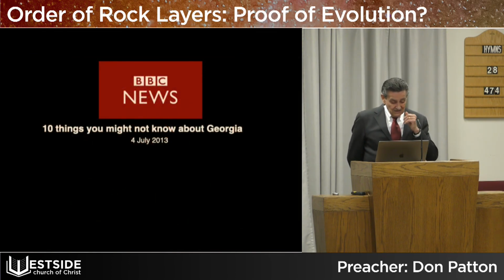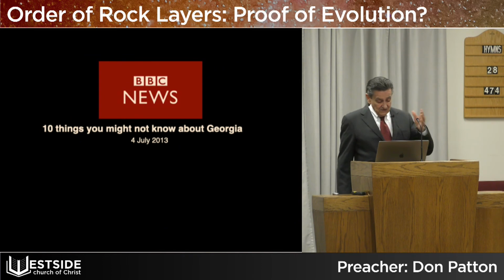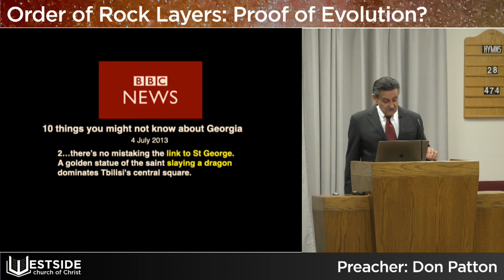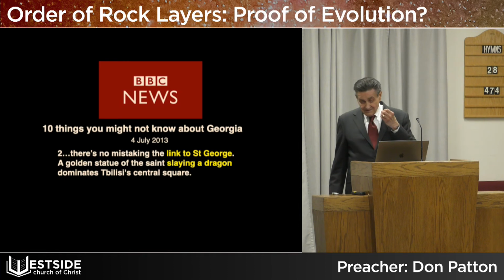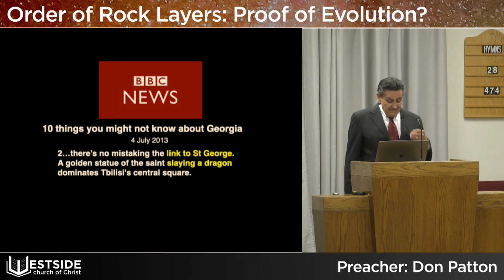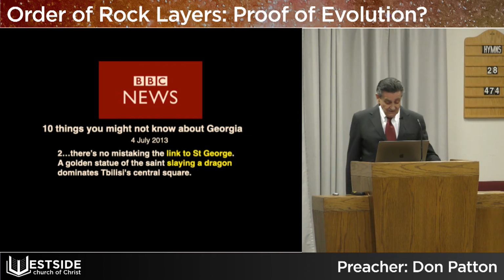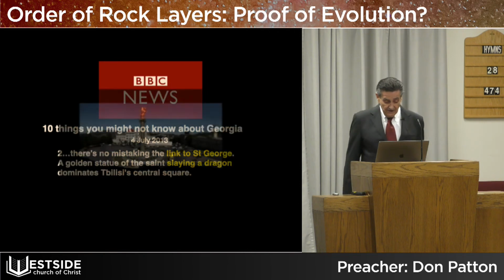Interesting article recently in the BBC News, 10 things you didn't know about Georgia, and we won't look at all 10. We're going to look at a couple of them. There's no mistaking the link to St. George, a golden statue. Now, this is Georgia in Europe. Of the saint slaying the dragon, which looks a lot like a dinosaur, dominate Tbilisi's central square.